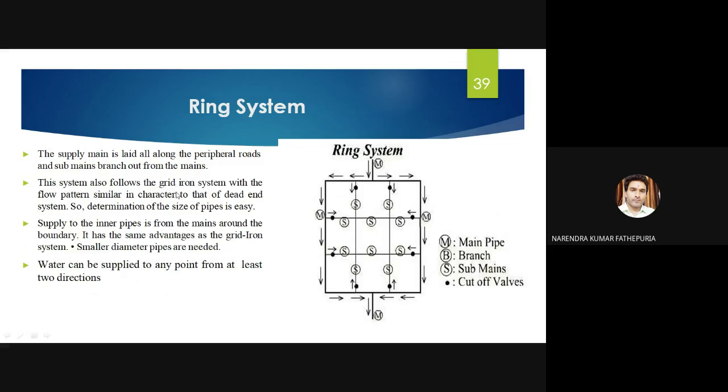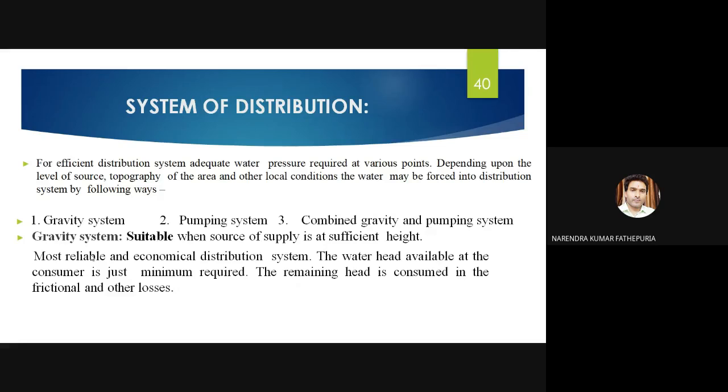The system also follows the grid iron system, with flow patterns similar in characteristics to the dead end system. So determination of the pipe size is easy. Supply to the inner pipes is from the mains around the boundary. It has some disadvantages, the same as the grid iron system. Smaller diameter pipes are needed. Water can be supplied to any point from at least two directions.